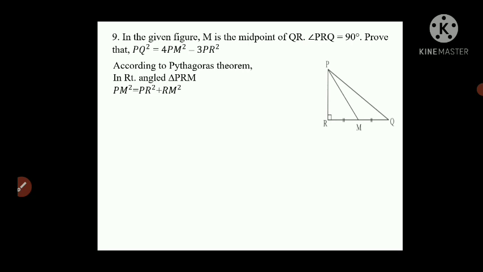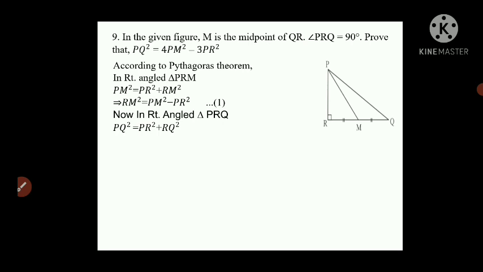Now students, see what I will do. I will take PM and PR on the right hand side, because in the proof part you can see that we have to prove PQ square is equal to 4PM square minus 3PR square. So PM and PR on the right hand side. Here also in this triangle I will take PM and PR on the right hand side. So RM I am taking on the left hand side. RM square will be equal to PM square minus PR square. So I have shifted only PM and PR to the right hand side and I have given it statement number 1.